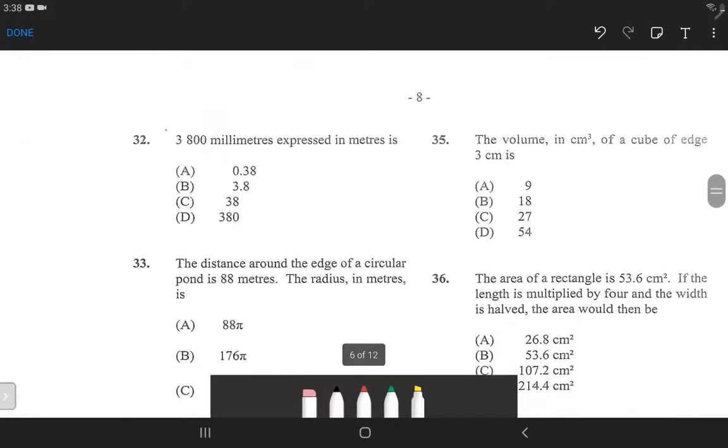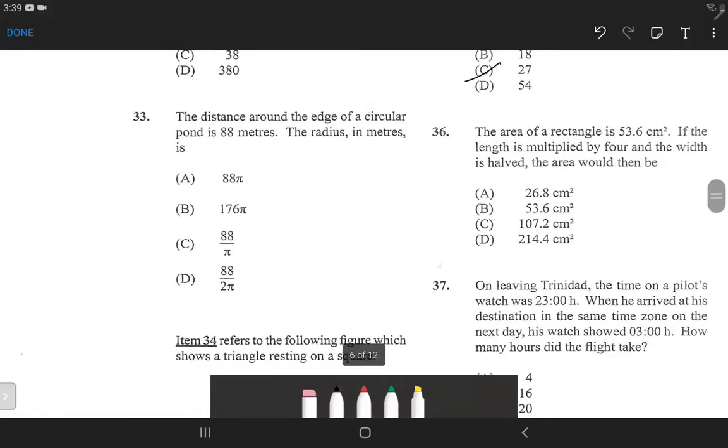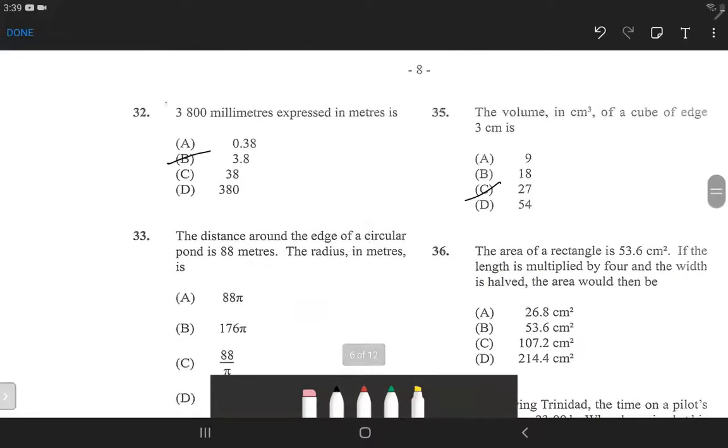All right. So 32, 3,800 milliliters expressed in liters is, now milliliters, that means you have to divide by 1,000. So that is 3.8 here. The volume in cm cubed of a cube of edge 3, we did this yesterday as well, so that is 27. All right. Why is it 27? Because it's 3 by 3 by 3, it's 3 cubed, right?